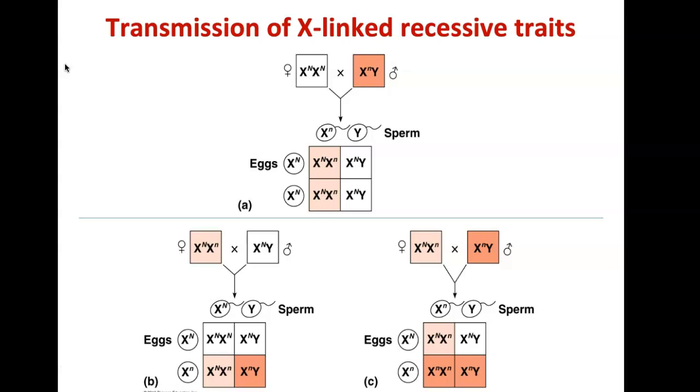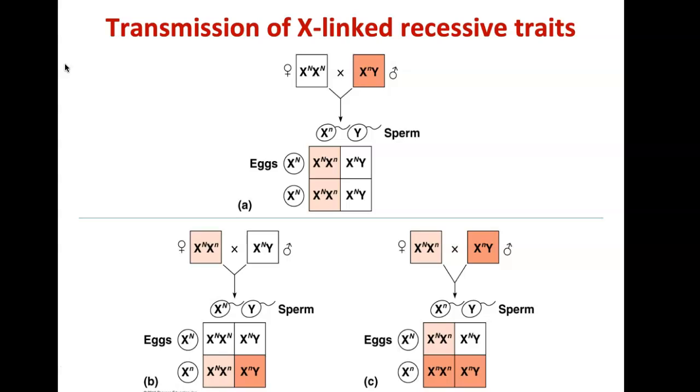Looking up at the top, we have two different genotypes. The female on the left in the white box, genotype XX, is considered normal or typical, and on the right, a male who has the disorder or the trait. It could be a disorder like color blindness, for example.